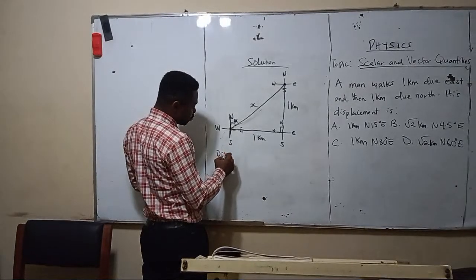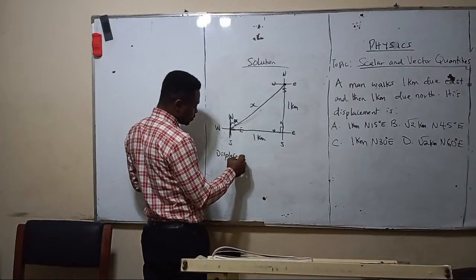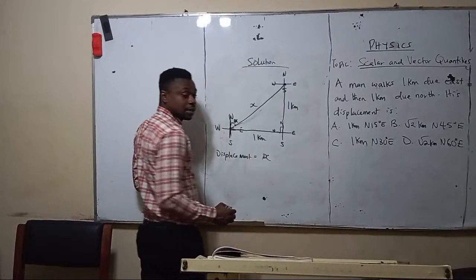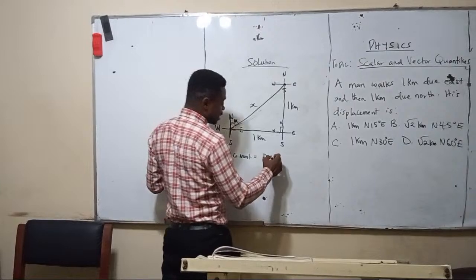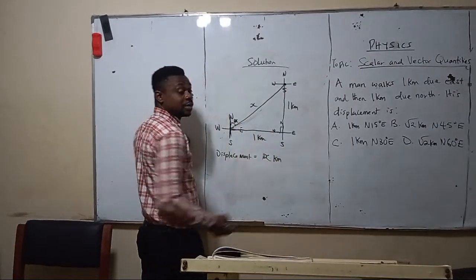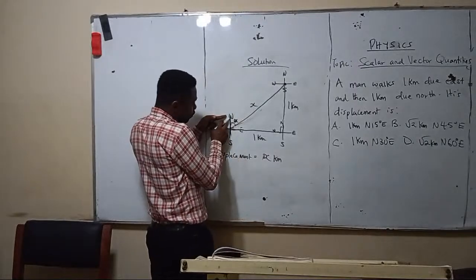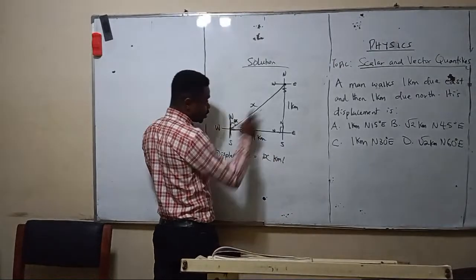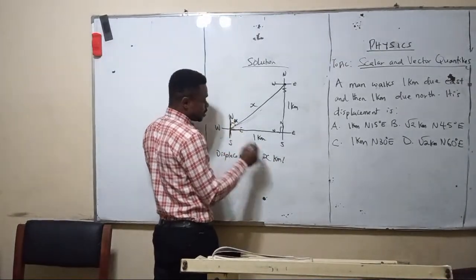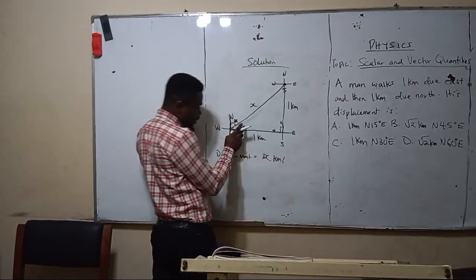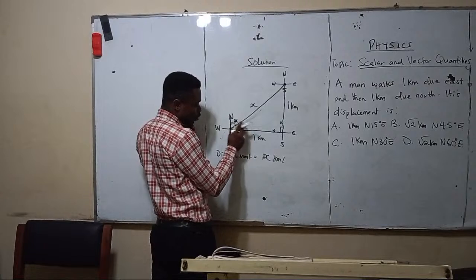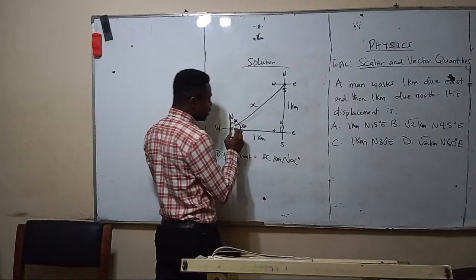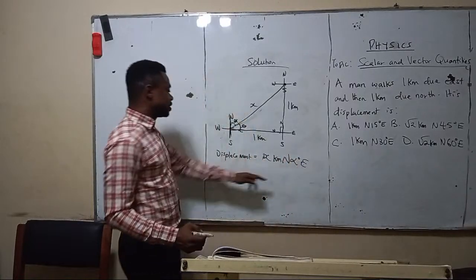The man's displacement will now become x kilometer, where x is the magnitude of the displacement. Then north, because the man's position lies between north and east, northeast. So not this angle here, there's another angle here that we can call theta, but this alpha. North alpha degree east. This is how the man's displacement will appear.